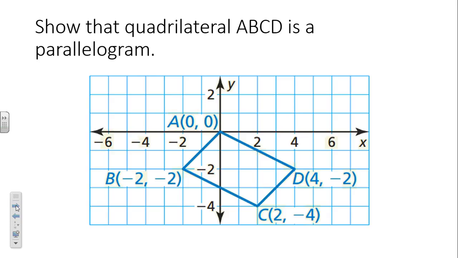So we can prove that both pairs of sides are parallel, or show that. Use slope. We can also show that both pairs of opposite sides are congruent, right?